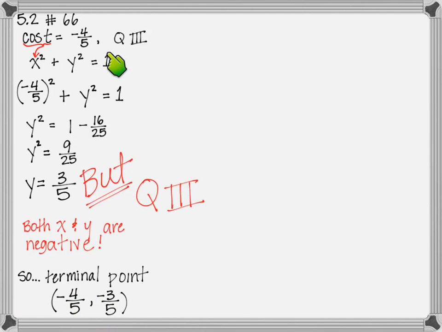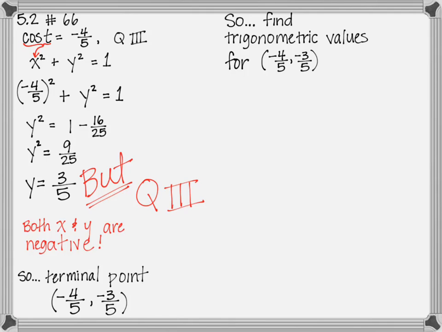So this question up here, saying find all the trigonometric values knowing this is in quadrant 3, is the same thing as saying what are all the trigonometric values for this terminal point. If I'm going to look for those, I'm going to start off with the first 3 that we've learned about: sine, cosine, and tangent. Remember that sine is the y, cosine is the x, and tangent is sine divided by cosine, so it's the y divided by the x. And so we get those 3 values.